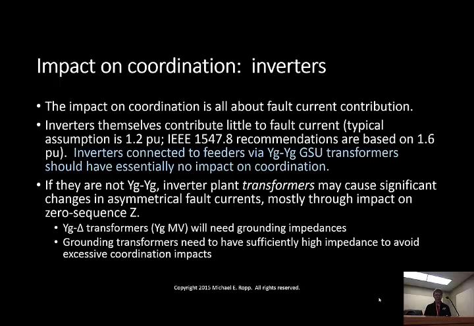How much fault current are we getting? As we have said before, the inverters themselves contribute very, very little to fault current. About 1.2 per unit is our typical assumption. We find most inverters are actually lower than that.